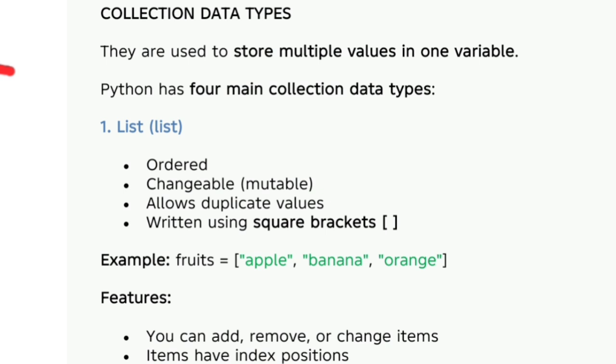So what are the main characteristics of a list? A list is ordered, a list is changeable, a list allows duplicate values, and a list is declared using square brackets. For example, we have a list called fruits, which is assigned apple, banana, and orange. So what are the features of a list? For a list, you can add, remove, or change items, and a list has index positions.